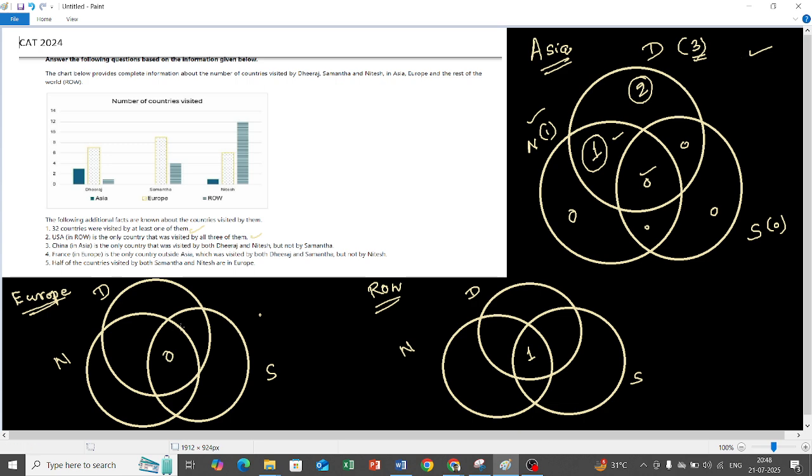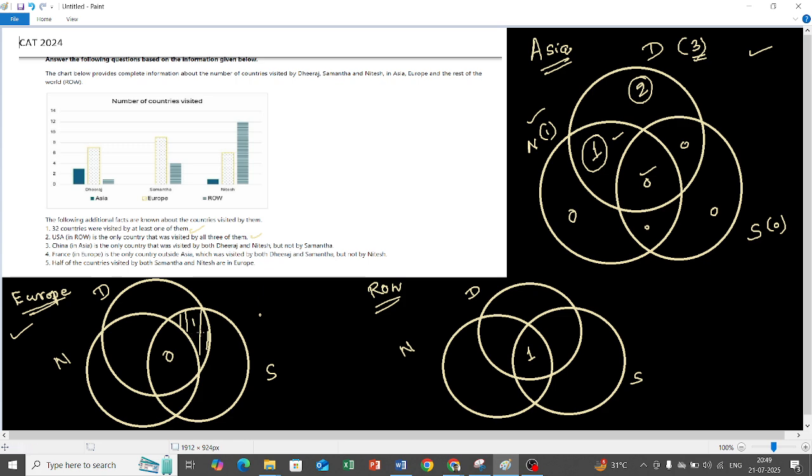Now we'll come to the other things. China, this is done. Now France in Europe is the only country outside Asia which was visited by both Dheeraj and Samantha but not by Nitish. So I will put a 1 over here, only this portion, remember this one. That is why only that intersection portion between Dheeraj and Samantha I put a 1.